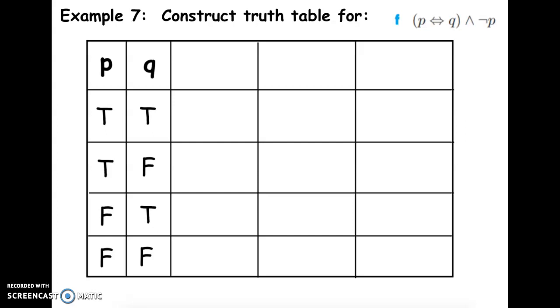Here's example 7 of a truth table for lesson 8D, our logic unit. Here's the problem that we'll do. So we have to break it apart and take care of this piece first that I'm highlighting in the green. This is considered an equivalence.